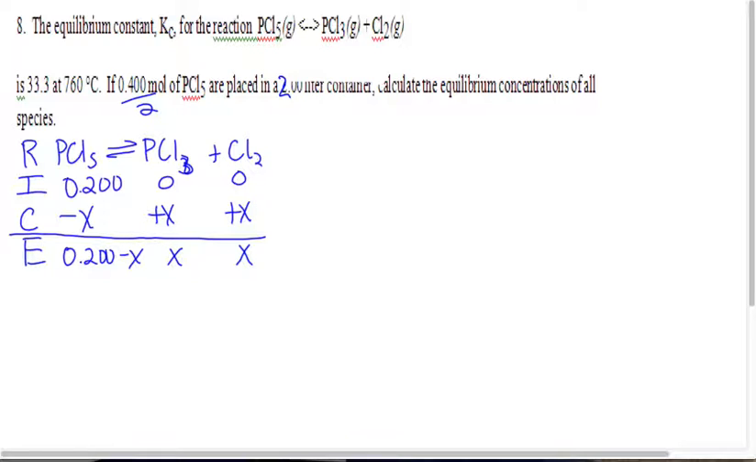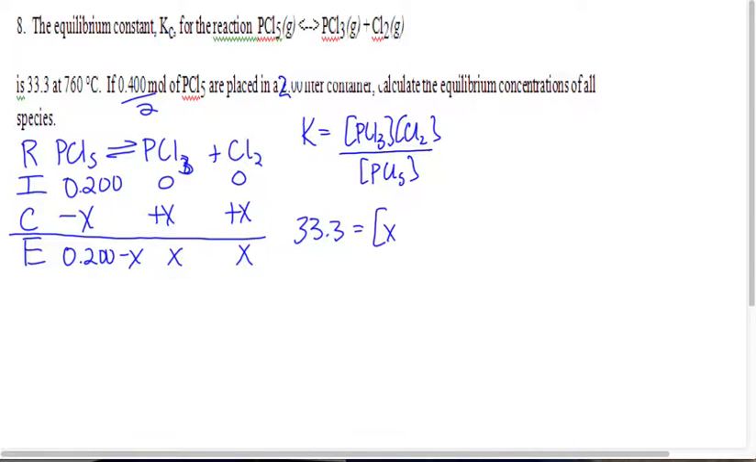All right, so we have to solve for those equilibrium concentrations. What are we going to do? They're not giving us any other hint. They did give us K, though. Yep, we're going to plug in our variables on that E line into the expression and set it equal to the K, 33.3. So the expression unsubstituted, K is equal to PCl3 times Cl2 divided by PCl5. And so I'm going to plug in 33.3 is equal to x times x, which is really x squared, right, divided by 0.2 minus x.